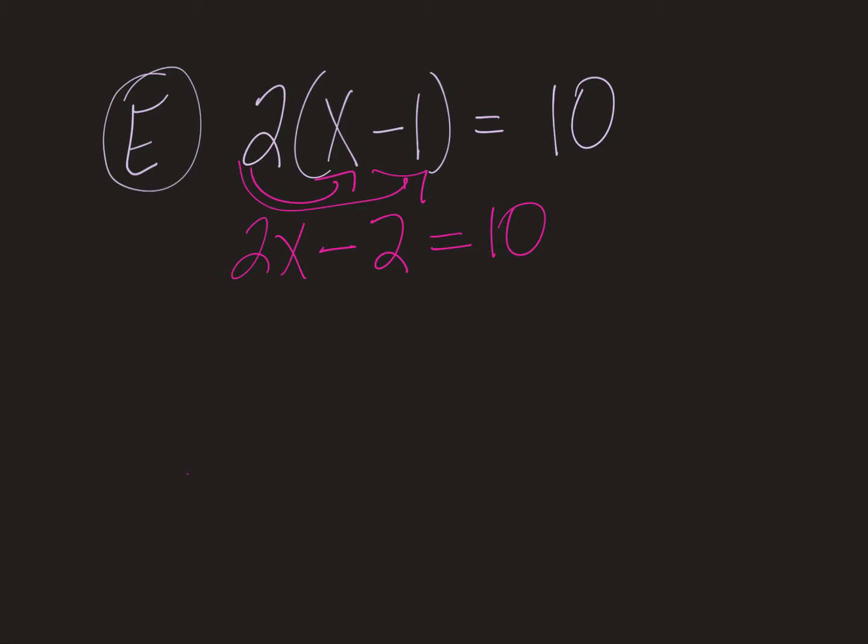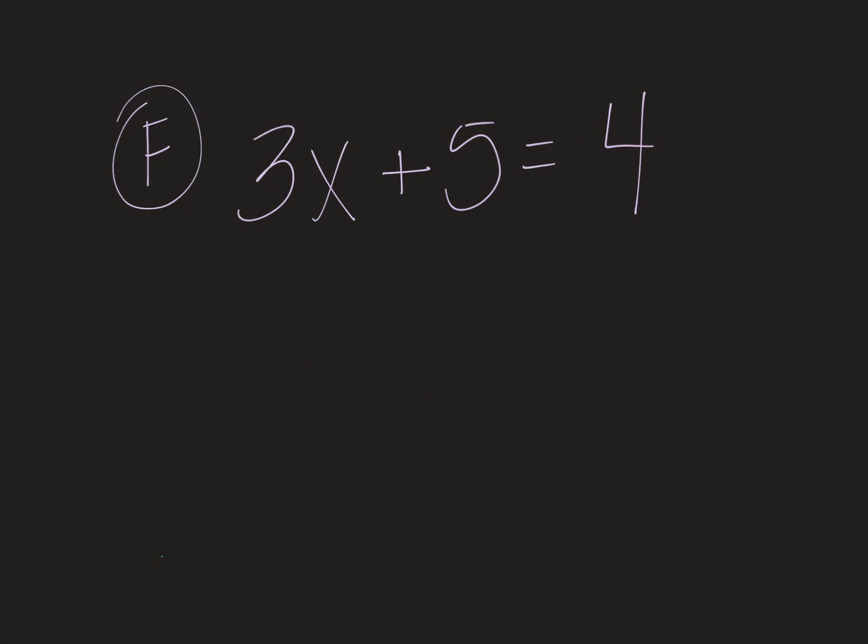Now you're ready to solve this two-step equation. So the opposite of minus 2 is plus 2. 2x equals 10 plus 2 is 12. Divided by 2, divided by 2, x equals 6, because 12 divided by 2 is 6. All right, let's do another one here.